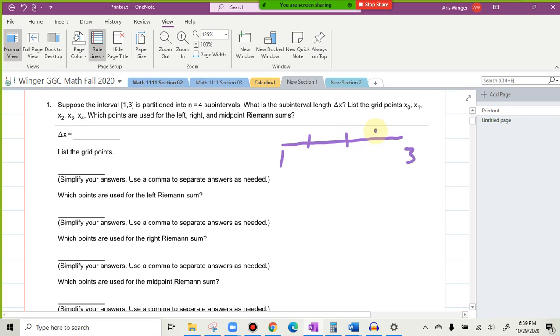We want to break this into 4 pieces. Delta x is the length of each piece, and that is given by the formula b minus a over n. In this case, it's 3 minus 1 over 4, which is 2 over 4, or 1/2. So we have 1, 1 1/2, 2, 2 1/2, 3. But in general, 1 over 2.